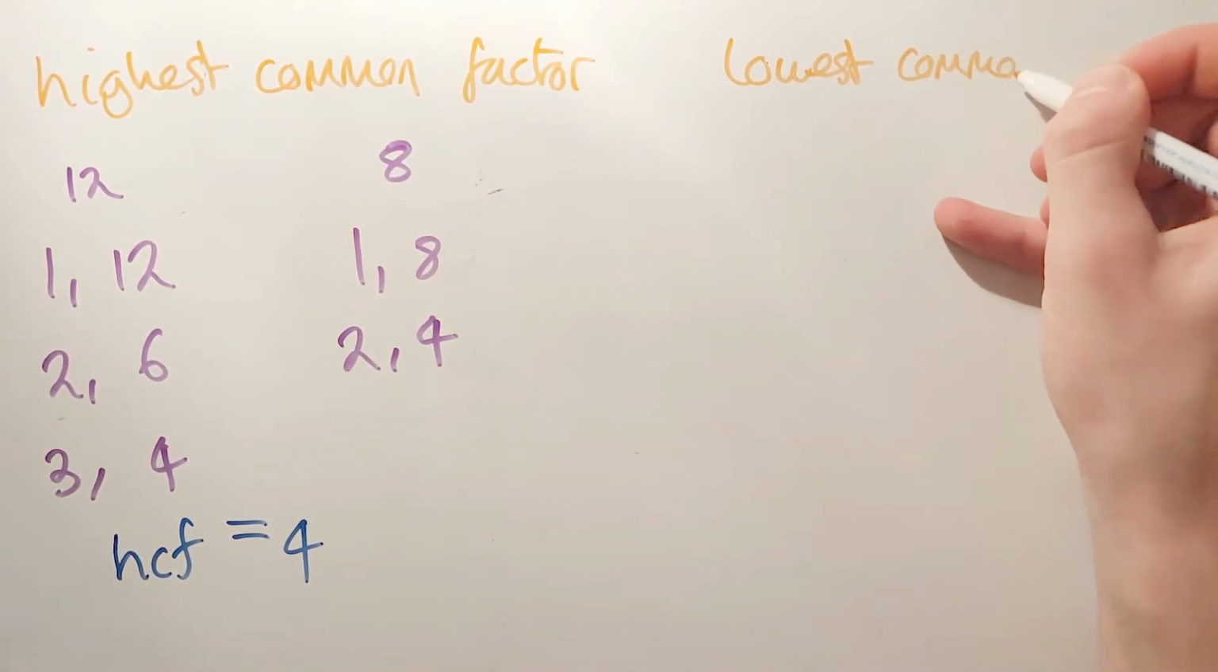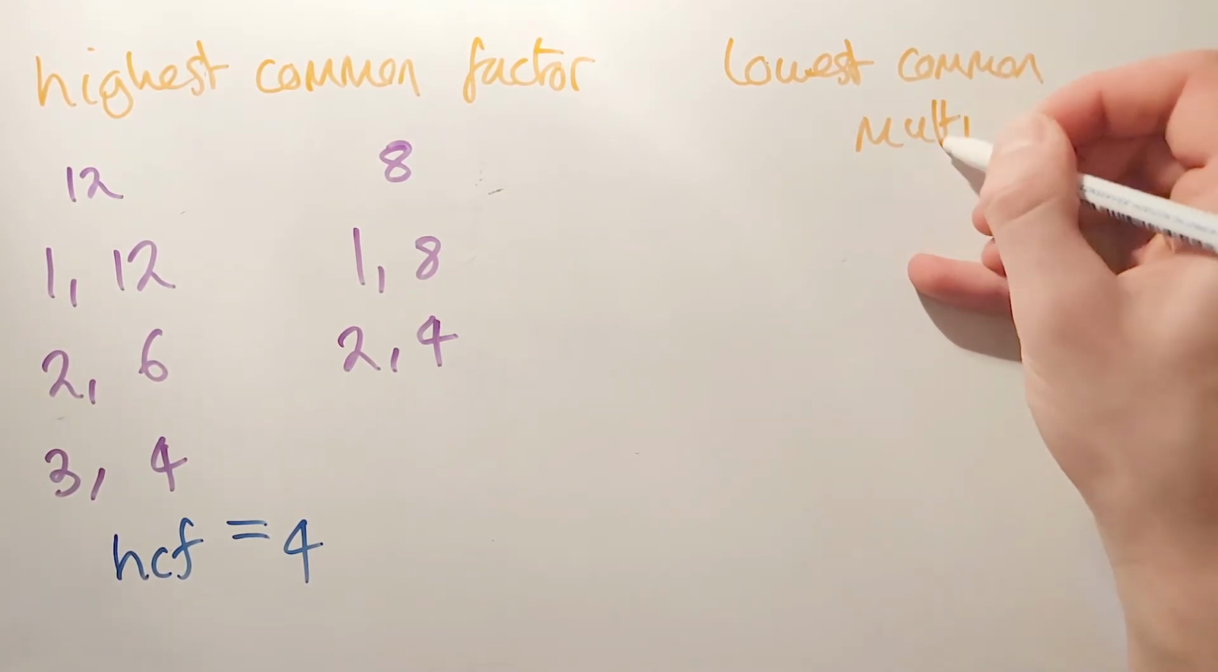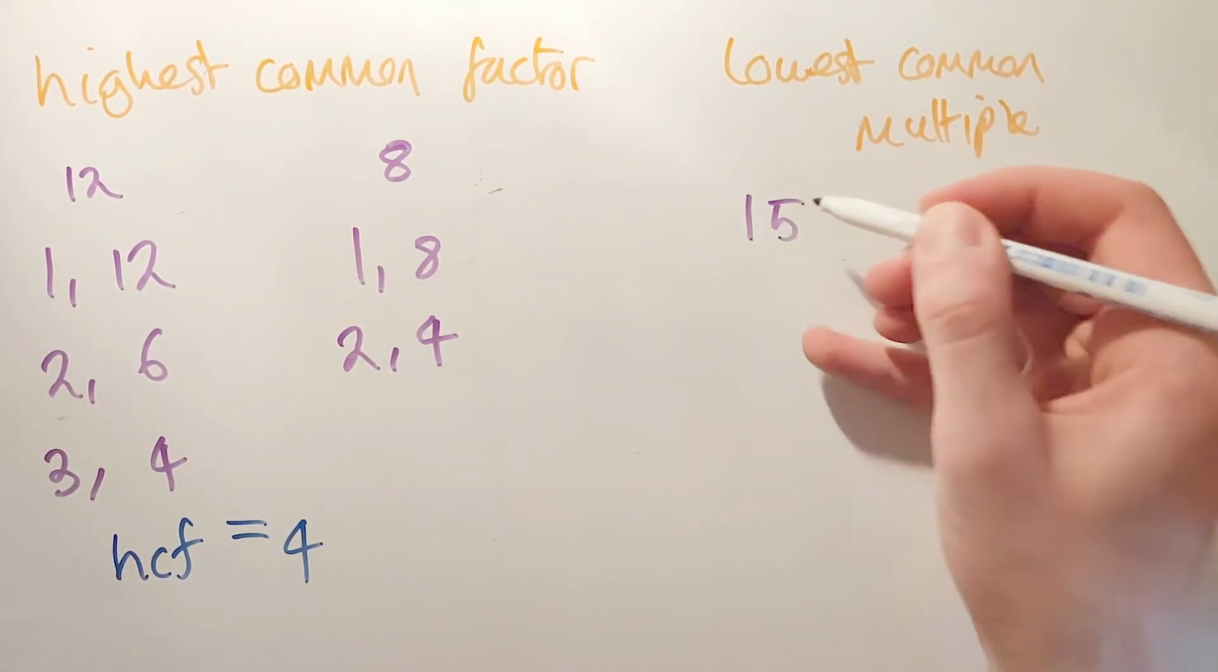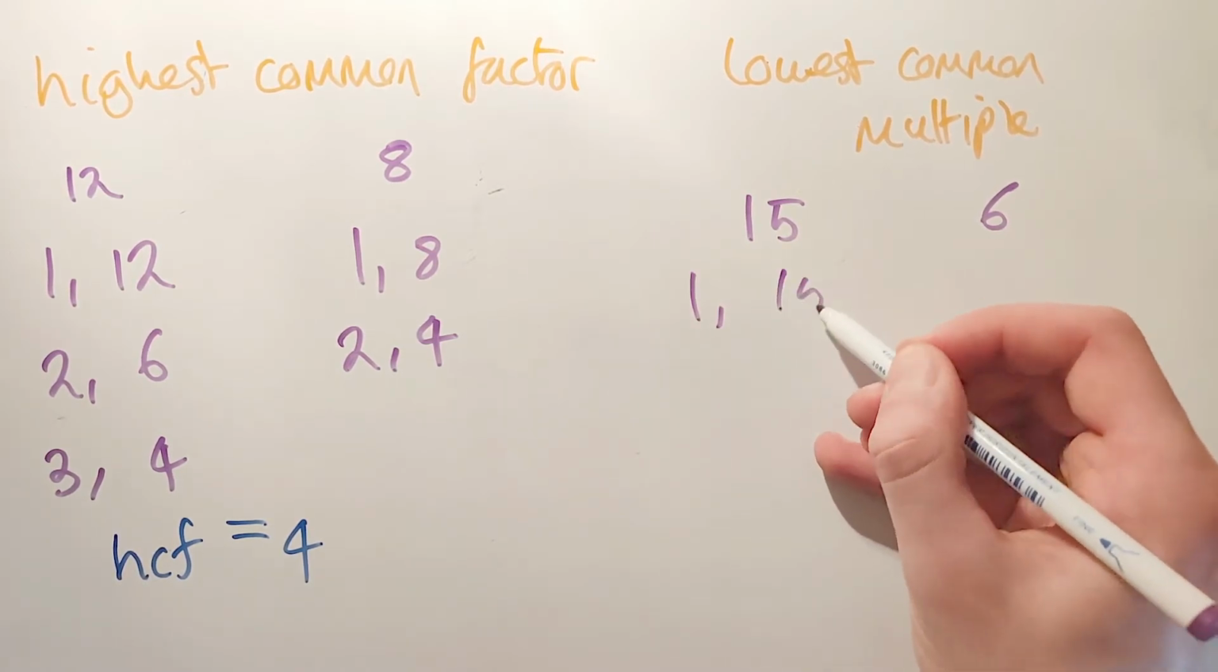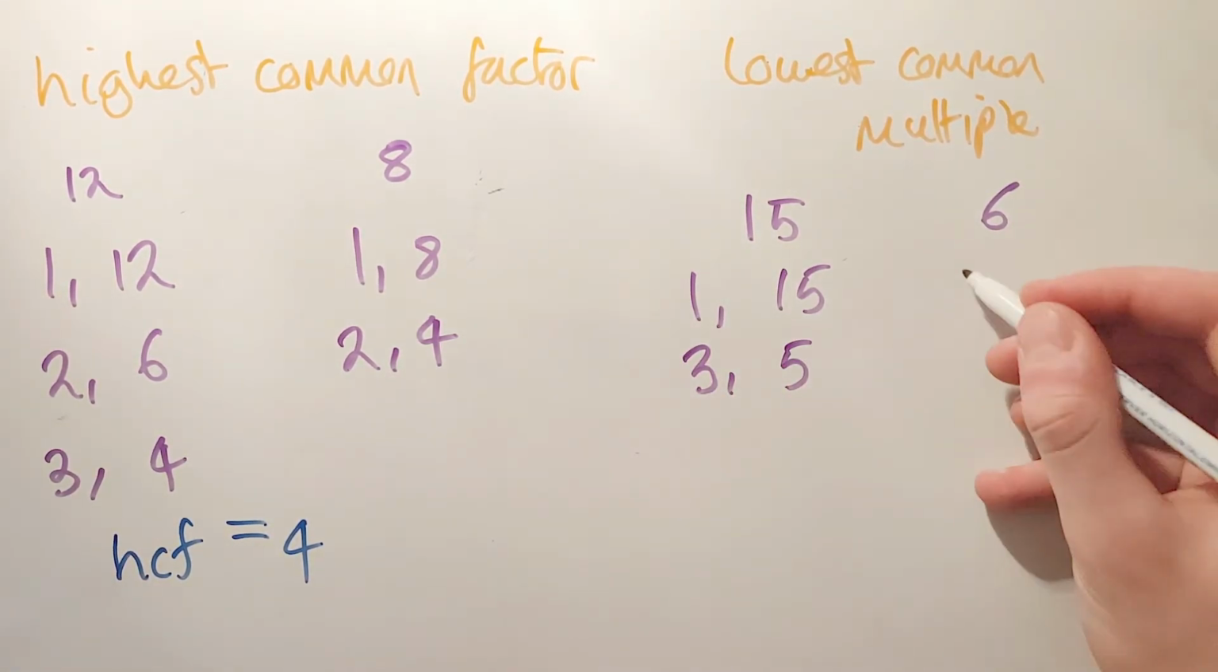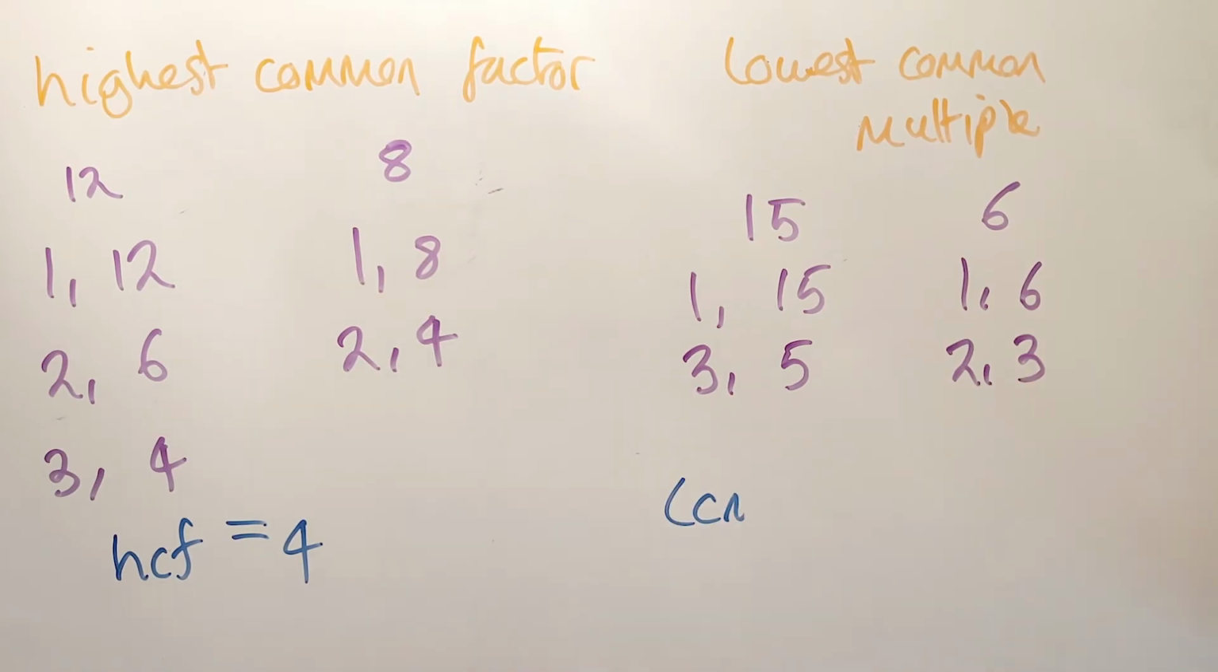Now, on to lowest common multiples. The lowest common multiple of two numbers is the smallest number that's a multiple of both numbers. Writing out the multiples of both numbers can help us work this out. For example, the lowest common multiple of 15 and 6 is 30.